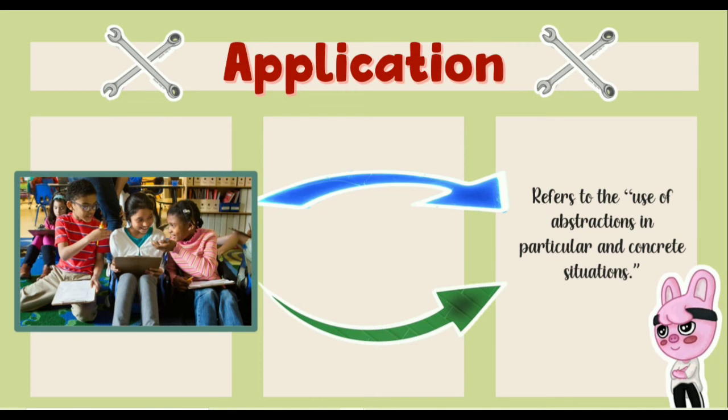The third level will be the application. This refers to the use of abstraction in particular and concrete situations. This may include the application of such things as rules, methods, concepts, principles, laws, and theories. Learning outcomes in this area require a higher level of understanding than those of comprehension.